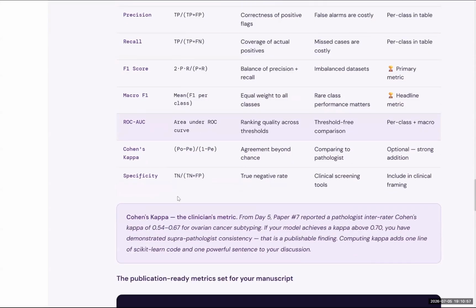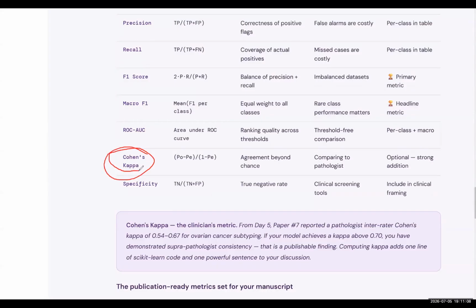What was lacking in our previous baseline project was that we did not include Cohen's kappa metric. If I want to tell you, just by adding one extra line of code, you can introduce this metric also. So the formula is observed result minus expected result, upon 1 minus expected. You don't go deep into this.